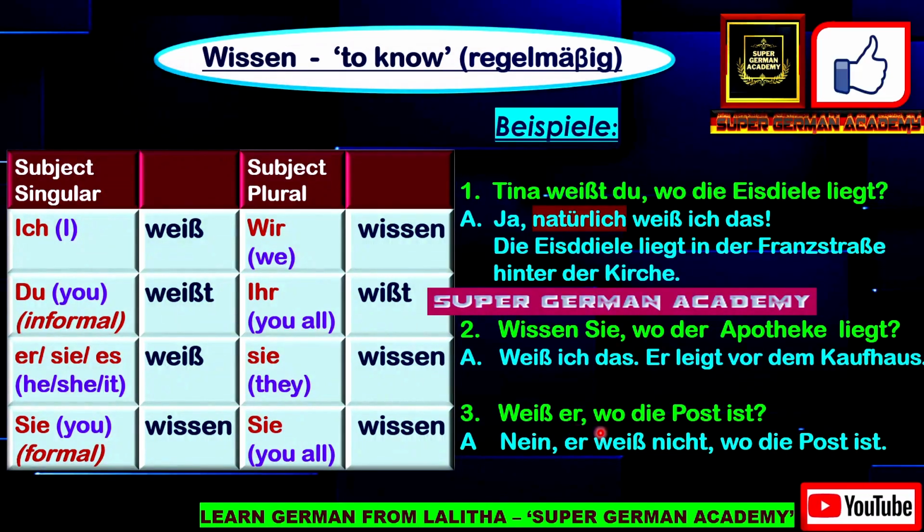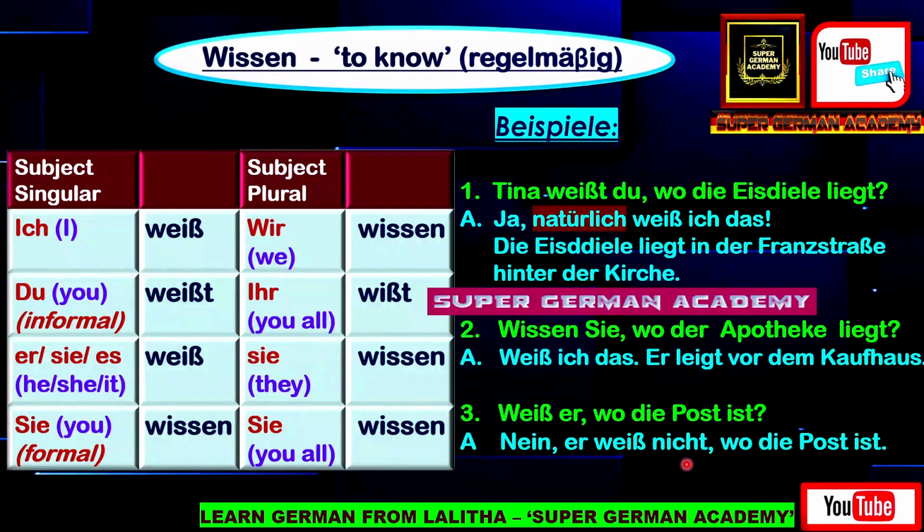The third one, weiß er, wo die Post ist? So does he know? Means here he knows. So the conjugation is weiß. So weiß means does he know? Wo die Post ist, where the post office is.